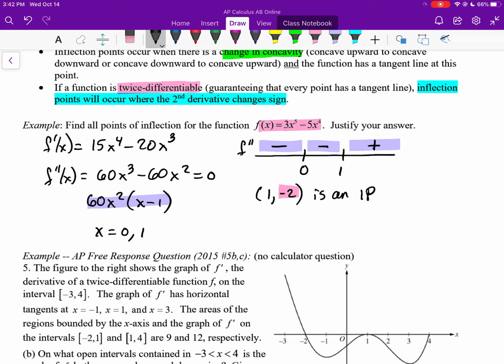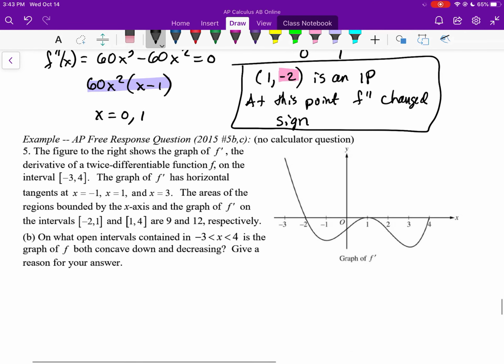It's an IP. They also asked me to justify my answer, and so what I'm going to do is say the following: at this point, f double prime changed sign. In order to get an inflection point, you have to have a change in sign, and we do have that change in sign there. And that is going to be my justification.